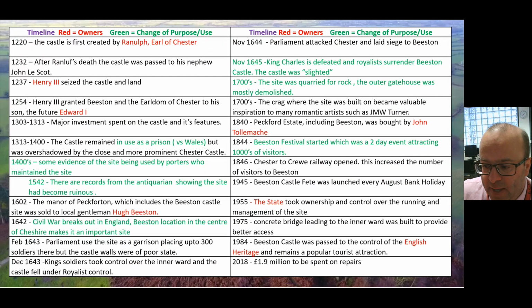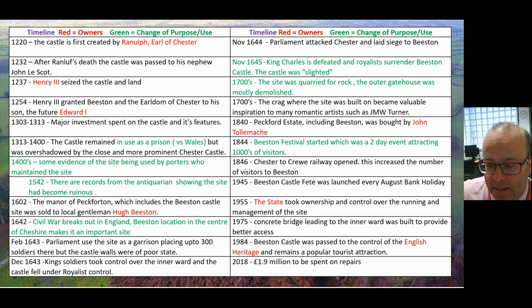So what I've done initially, and you can come back over this at your leisure when you're revising, is I've given you the timeline of the castle's history. That, in a nutshell, that one slide is a summary of everything that happens in the castle's history, the main events.